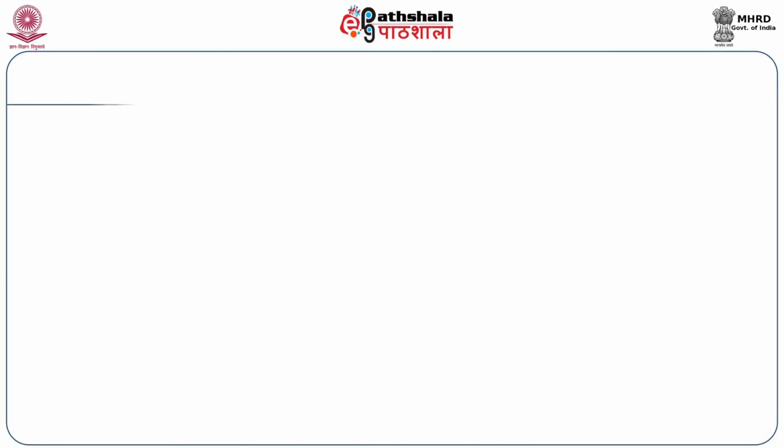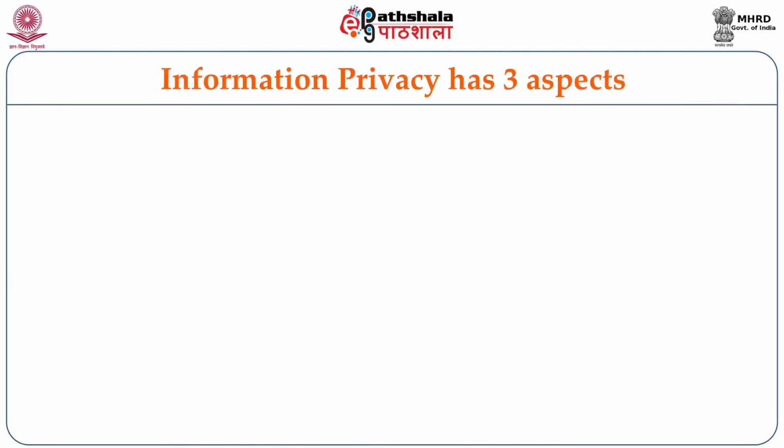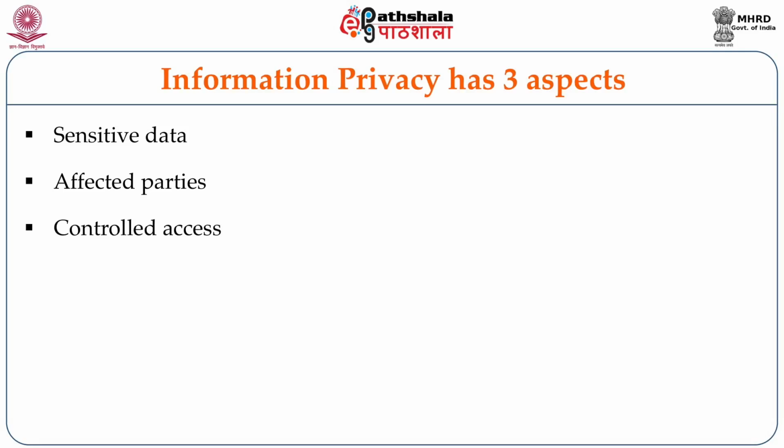First, I would start with the conceptual aspects of information privacy. So information privacy has three aspects: first is sensitive data, then affected parties, and controlled disclosure.